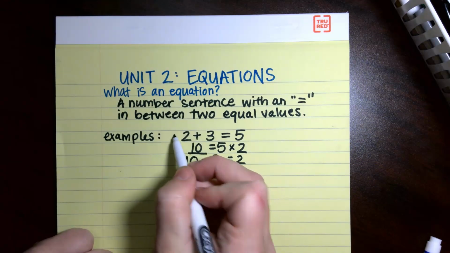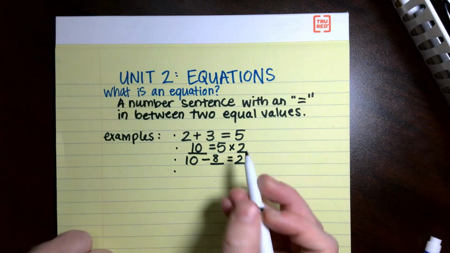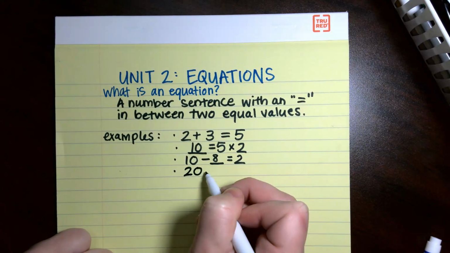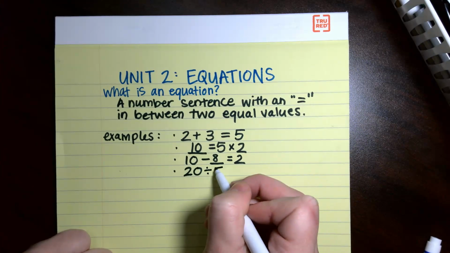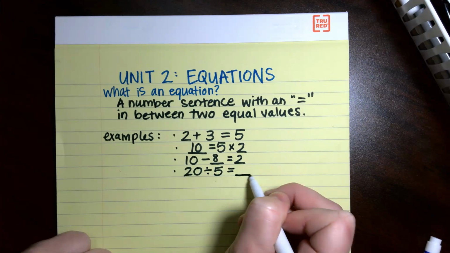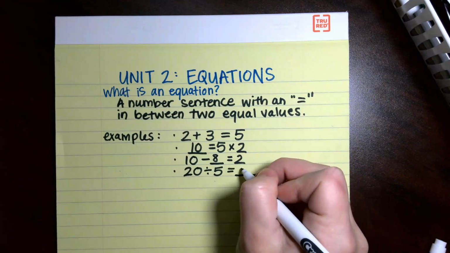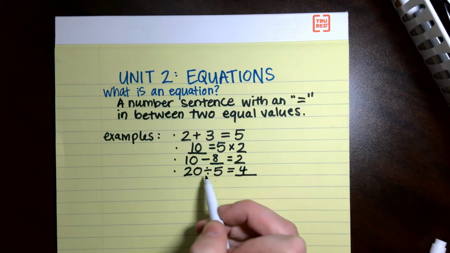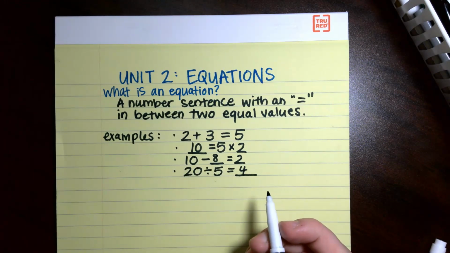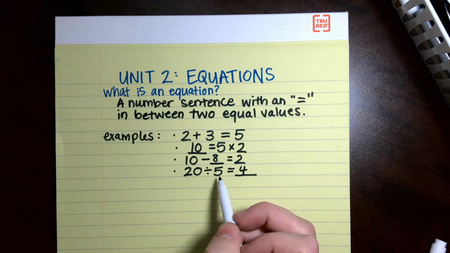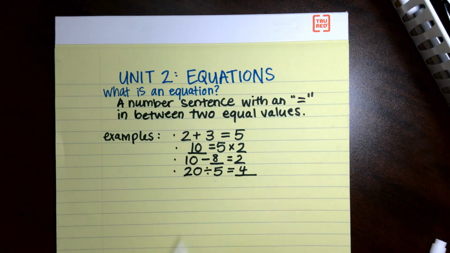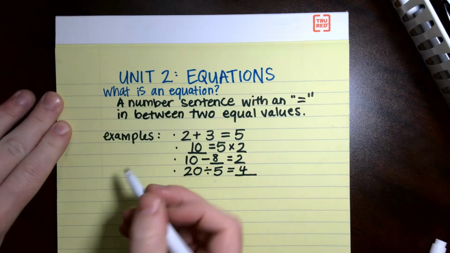Let's do one more example. How about 20 divided by 5? What would I need to put on the other side of that equation to make it true? 4, exactly. The value of 20 divided by 5 is 4. So 20 divided by 5 equals 4. Perfect.